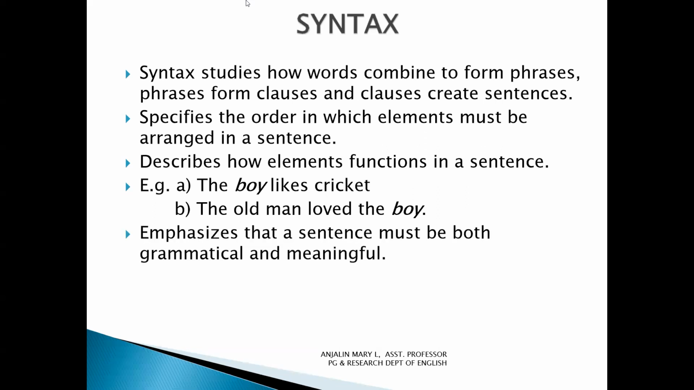Okay, and the next thing is, it emphasizes that a sentence must be both grammatical as well as meaningful. Let us take this example. Colorless green ideas sleep furiously. So this sentence is grammatically correct, but it is not meaningful. It is not that if a sentence is grammatical, it is fine. No, it should also be meaningful. That is more important. So the rules of syntax should be comprehensive enough to explain how sentences are constructed, which are both grammatical as well as meaningful.